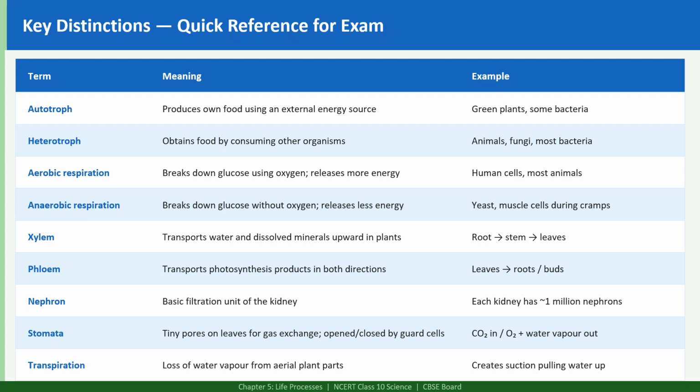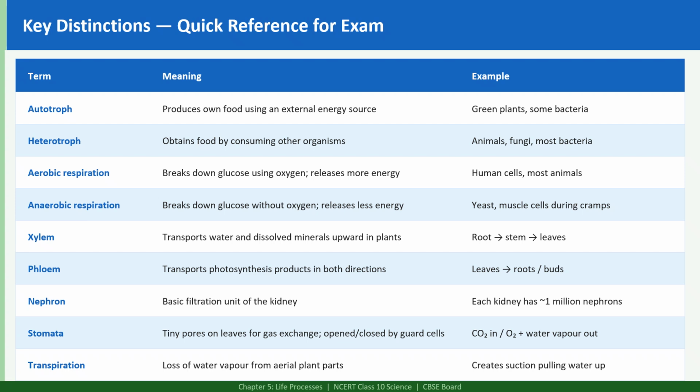Here, for a quick reference from your examination point of view, we have given all the terms, their meanings, and some examples. First, let us see autotrophs. Autotrophs produce their own food using an external energy source. Some examples are green plants and bacteria. Heterotrophs obtain food by consuming other organisms. Examples: animals, fungi and bacteria.